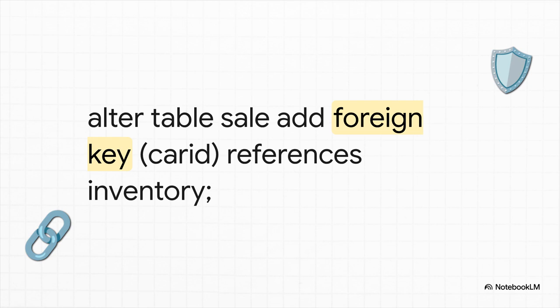We formalize these relationships by declaring a foreign key. By writing this command, we strictly link the car ID column in our sales records directly to the master inventory table. This creates an unbreakable rule. You literally cannot sell a car ID that doesn't exist in your inventory. The database itself is actually protecting your business logic.